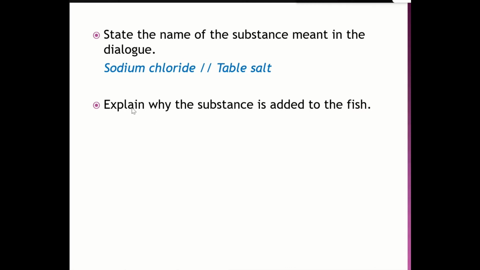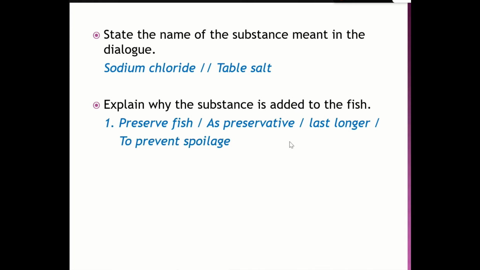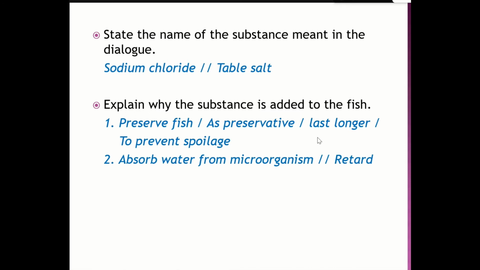But now, what is the main idea of the question? Why is the substance added to the fish? Why do we need to add sodium chloride into the fish? So, number one, we mention the aim: as a preservative, or to make the fish last longer, prevent the spoilage of the fish, or preserve the fish. Okay, this is the one. Give a reason or the aim why we want to add in the sodium chloride. Number two, what is the function of sodium chloride? It absorbs the water from the microorganism, or it can retard the growth of bacterial activity. So this is the two parts of the question here.